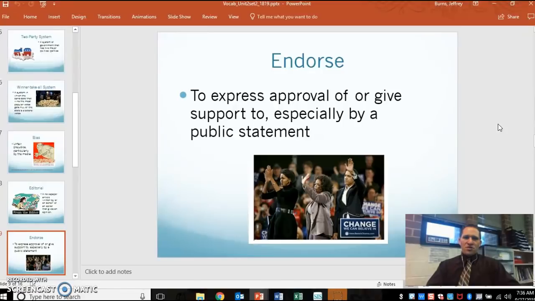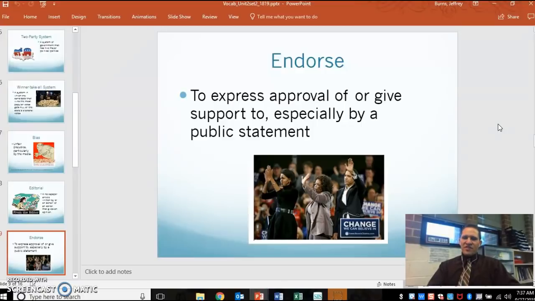We got endorse. This is a tricky one. This is one that a lot of students struggle with. So this is where a famous person who may or may not be in politics gives support to a certain candidate or a certain party. And here on this picture, you can see Oprah Winfrey, who is not really involved in politics. She's obviously a famous talk show host, and she has her own brand, right, the Oprah brand. She's endorsing President Obama here back in 2008.